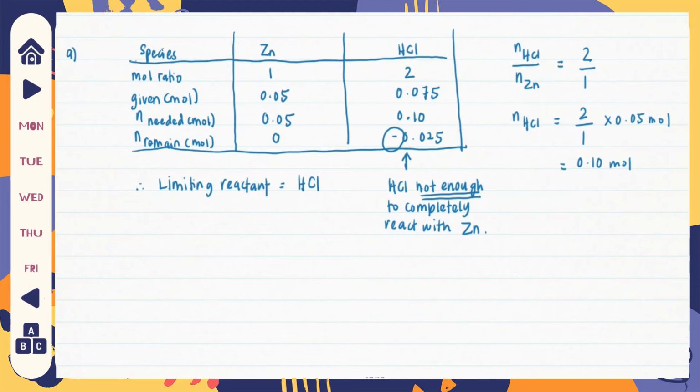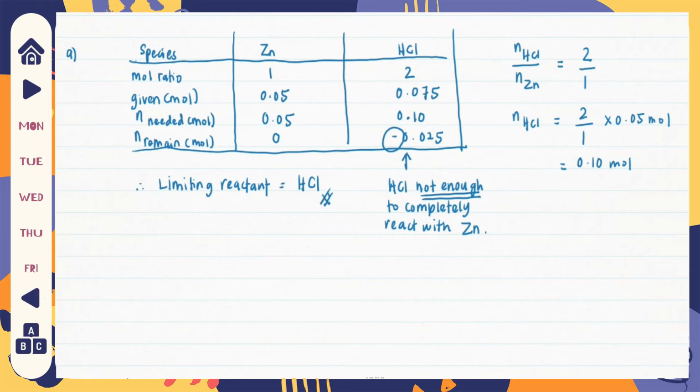Tak cukup. Tak cukup untuk bertindak balas dengan kesemua zinc. Kan kita dapat negatif, kita hanya ada 0.075. Kita perlukan 0.1. So maksudnya lebih banyak berbanding 0.075. So kalau kita tolak, kita akan dapat negatif number kan. So negatif number maksudnya dia tak cukup. So kalau tak cukup, HCl adalah limiting reactant. Okay, so that is our limiting reactant.